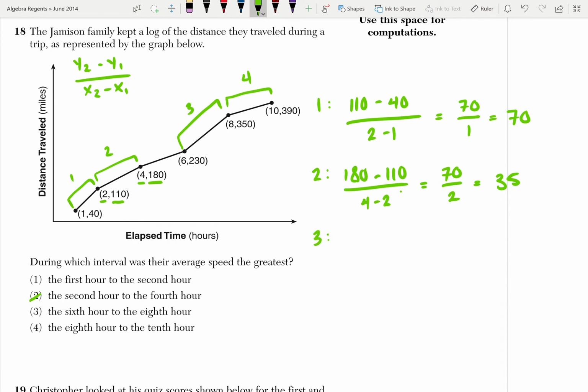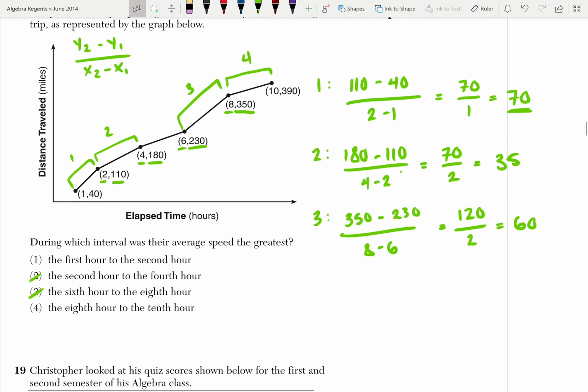So interval 3, our y2 is 350 and our y1 is 230. So it's 350 minus 230 divided by our x2 is 8 and our x1 is 6. So it's divided by 8 minus 6. So that's going to give us what? So 350 minus 230 gives us 120. 8 minus 6 gives us 2, and that should give us 60. Again, option 3 is out because 70 in interval 1 is greater.